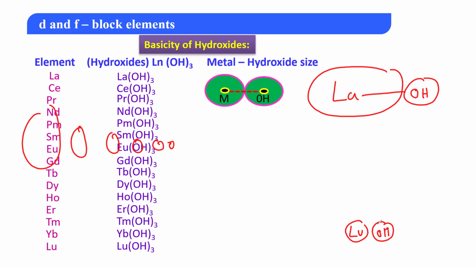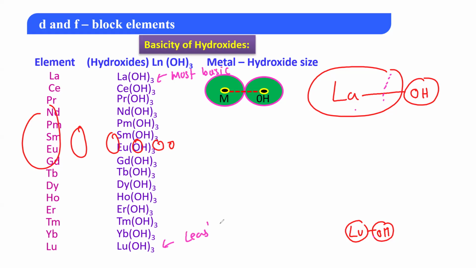Who can give OH easily? Whose bond length is bigger? La. Will La give OH easily, or Lu? See, this distance is more. So as you go from La to Lu, La will be the most basic, and Lu is the least basic.